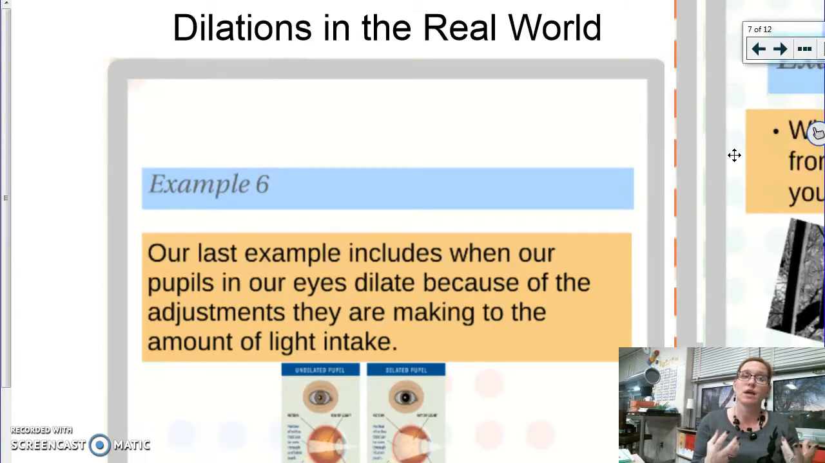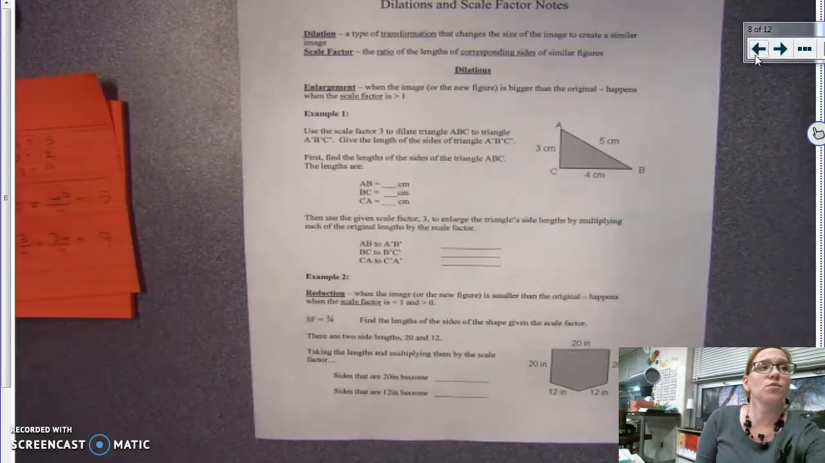And our last example, we talked about this one in class, is if you do anything with the eyes or in the medical field, you might have to do some enlargements. Your pupil is a perfect example of how your eye would dilate to make adjustments as to the amount of light that comes into play. Just a few examples of dilations in the real world.